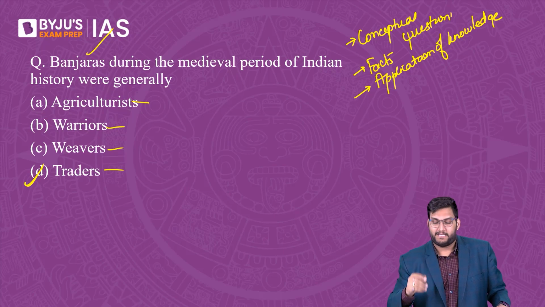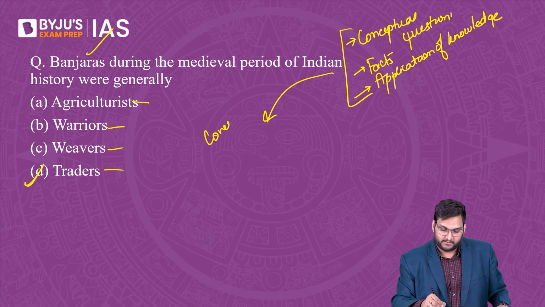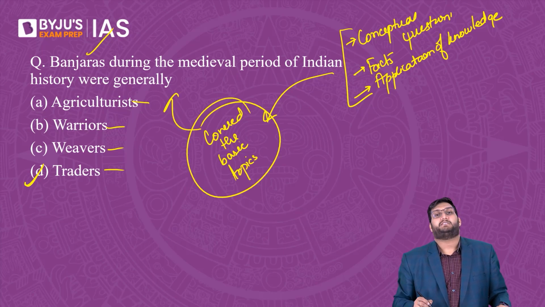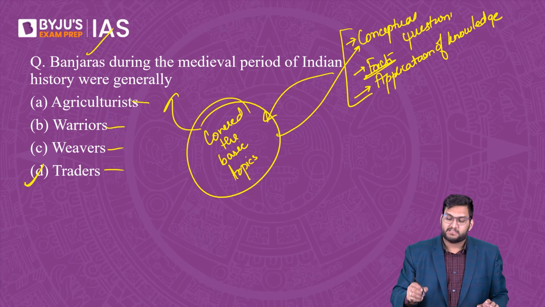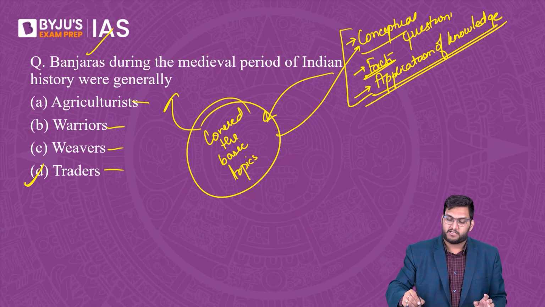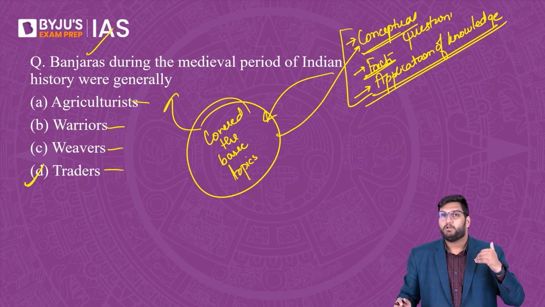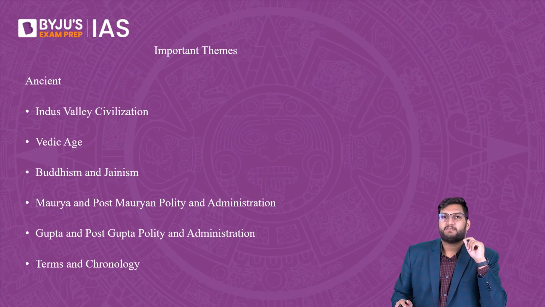And in the end, what we can conclude is, if you have covered the basic topics, you can easily answer these questions. Basic topics. And you only need to have conceptual clarity in the processes. Factual questions will mostly be hit and miss, but application-based knowledge and conceptual questions are now becoming more and more common. So, what are the important themes which you cannot leave for covering ancient and medieval?